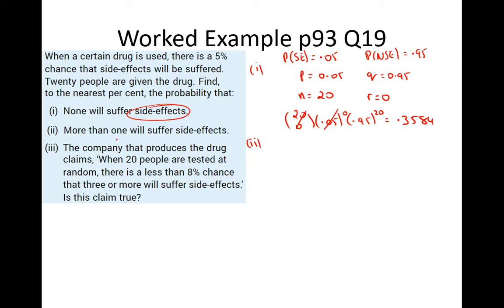More than 1 will suffer side effects. Now that's huge, because that could be 2 or 3 or 4 or 5 or 6. But instead of going that way, can you see another way to answer this? More than 1 would mean not none and not 1. So therefore it's 1 minus the probability of none or 1. See that? So it's a much easier way to calculate the whole thing.